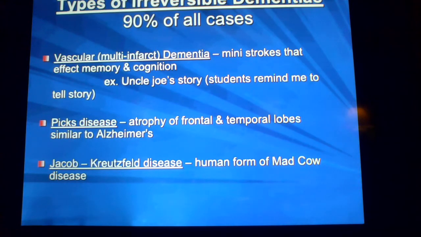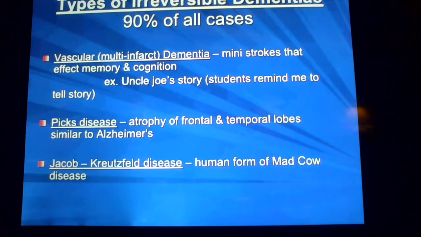Let's talk about the types of irreversible dementias. Again, 90% of all the cases of dementias are irreversible. Vascular dementia used to be called multi-infarct dementia. These are mini strokes in the brain that affect memory and cognition. It's not a major stroke where you're paralyzed. Your memory is slowly deteriorating. You can think of the equivalent if you look at an elderly person's skin. Their skin is so frail, it tears so easily, and this is what their vasculature is doing in their brain.